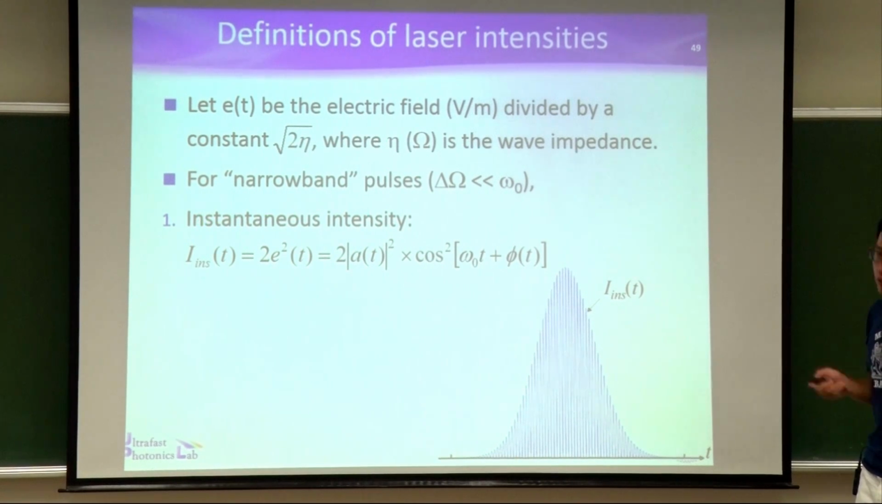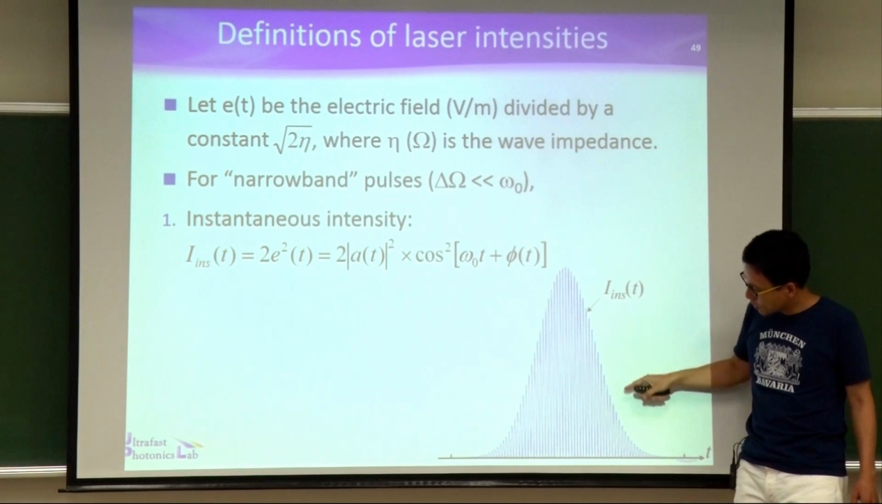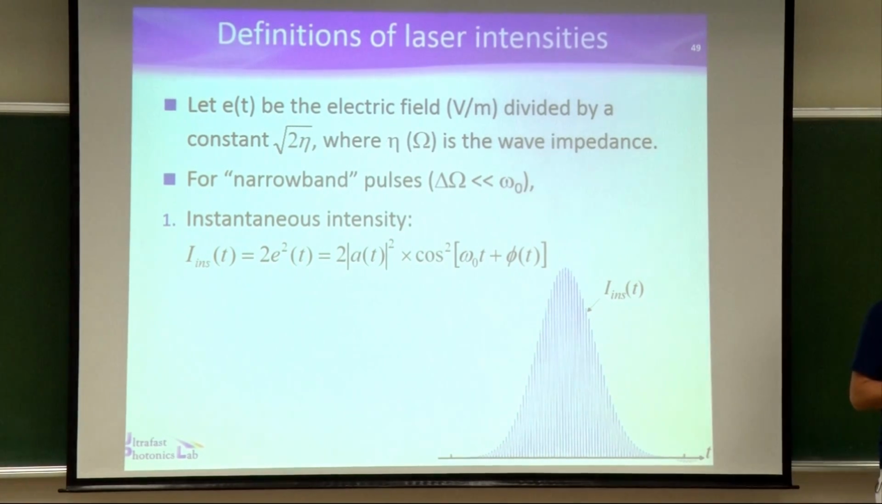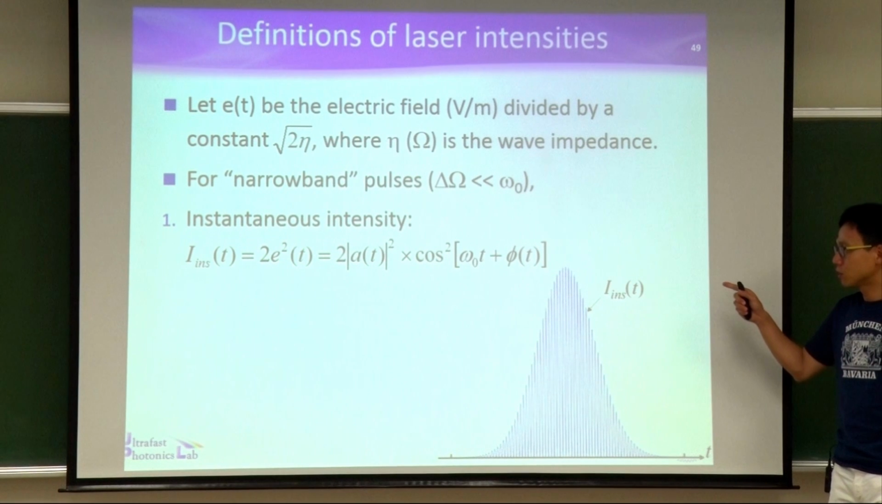First, instantaneous intensity. Instantaneous intensity is defined by a factor of 2 times E squared of t. And if you use the carrier envelope representation of E of t defined earlier, the instantaneous intensity is governed by this formula. If you plot the instantaneous intensity against time, you get something like the blue curve. Okay? So what does this mean?